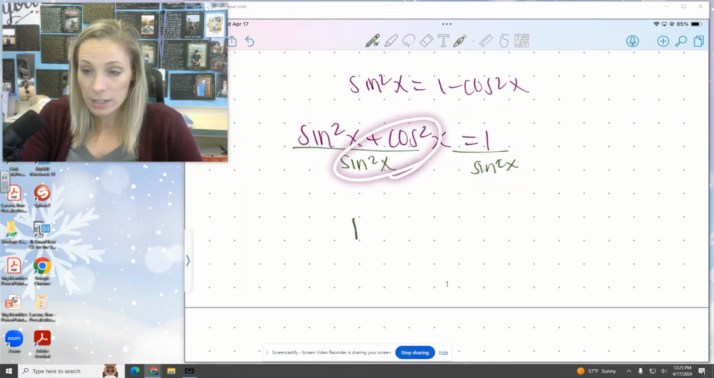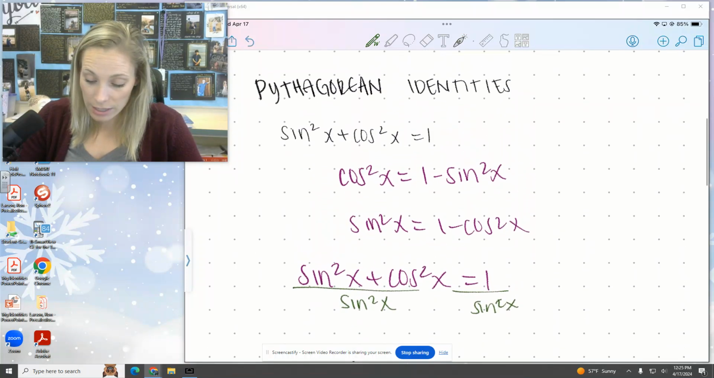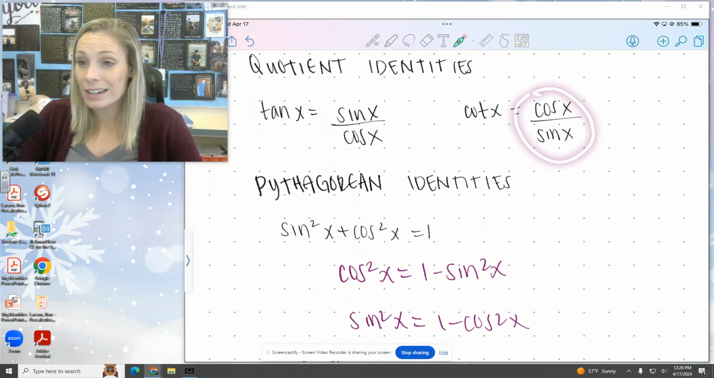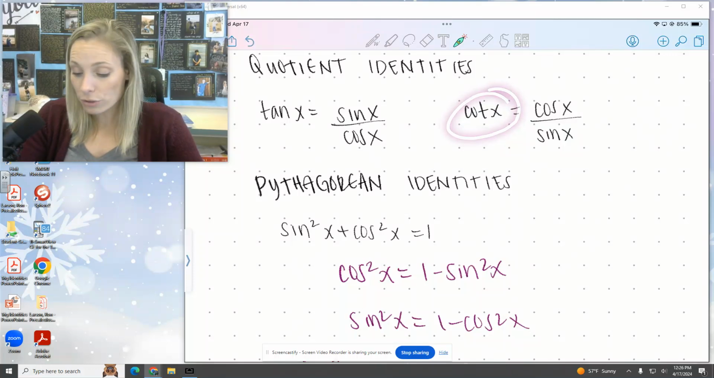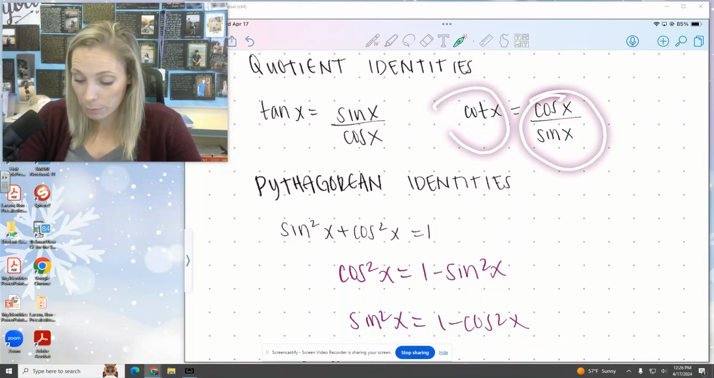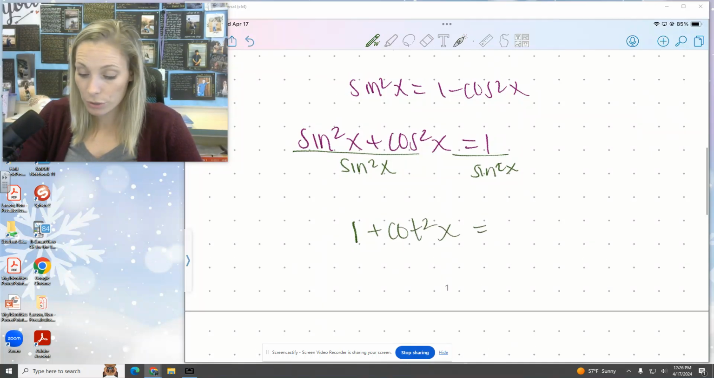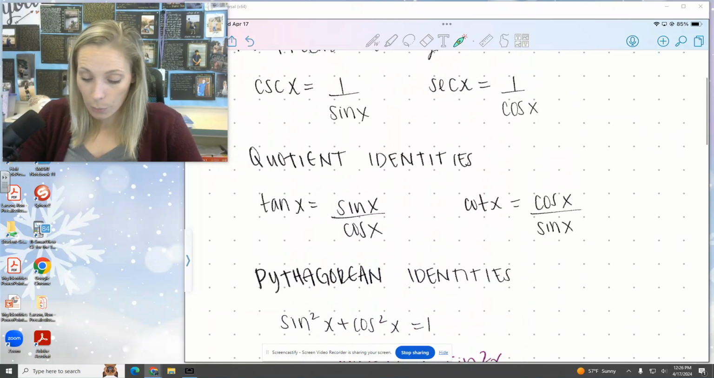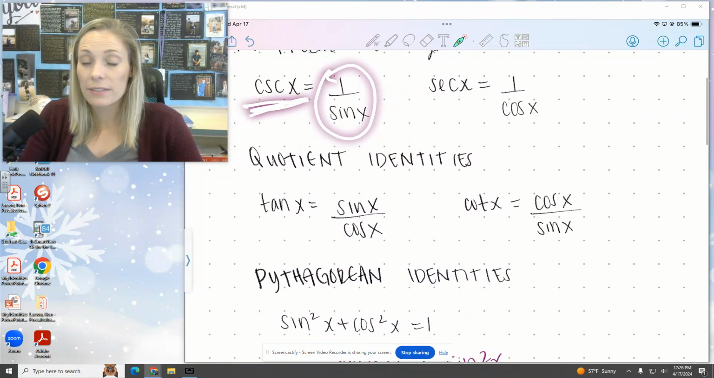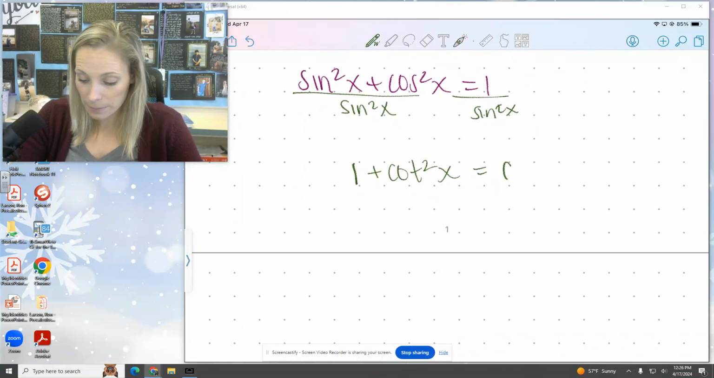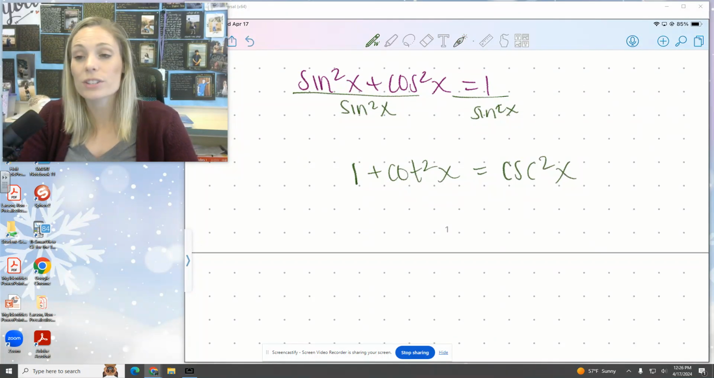Cosine squared divided by sine squared, well, we just learned this quotient identity, and cosine divided by sine is cotangent. So naturally, cosine squared divided by sine squared would be cotangent squared. And we just learned a reciprocal identity. 1 over sine is cosecant of x, so naturally 1 over sine squared would be cosecant squared of x. And there's another Pythagorean identity.